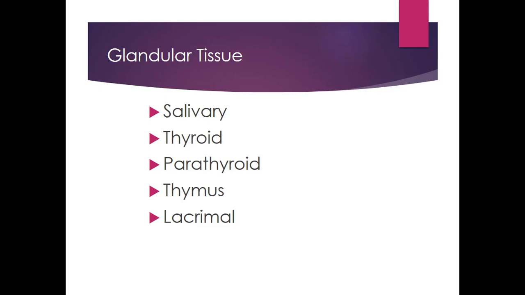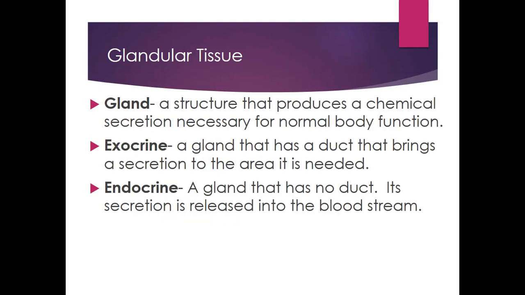So the glandular tissue we're talking about today is salivary, thyroid, parathyroid, thymus, and lacrimal. So a gland is a structure that produces a chemical secretion necessary for normal body function.